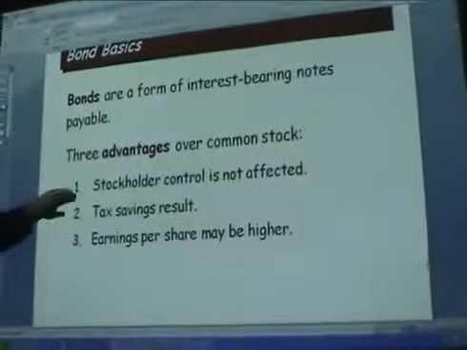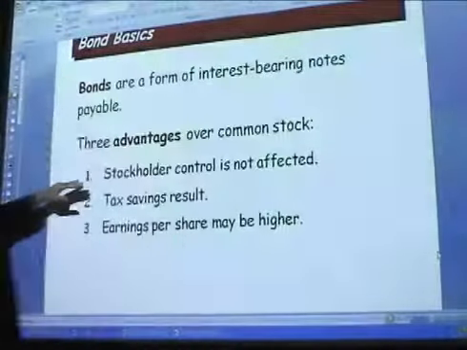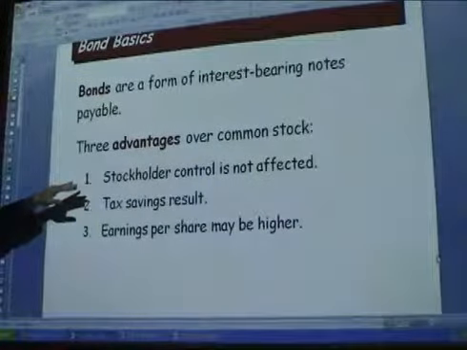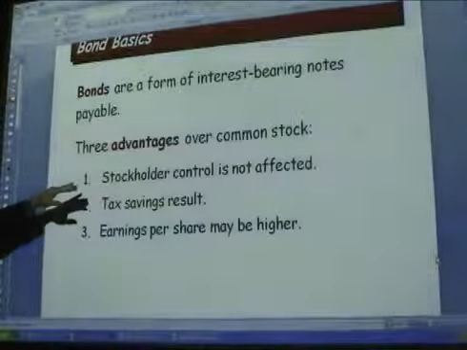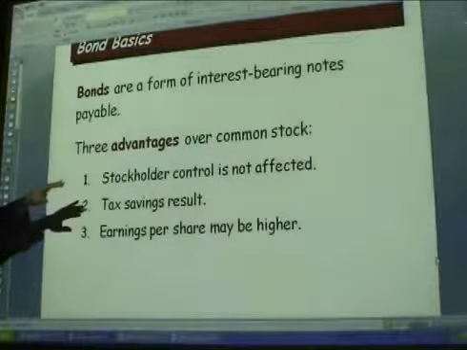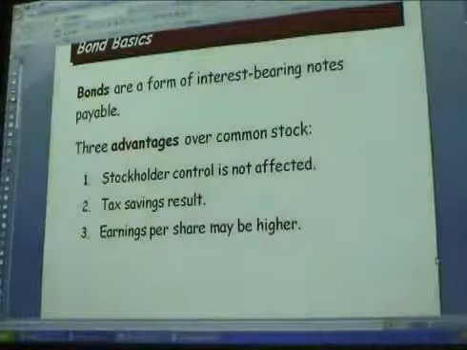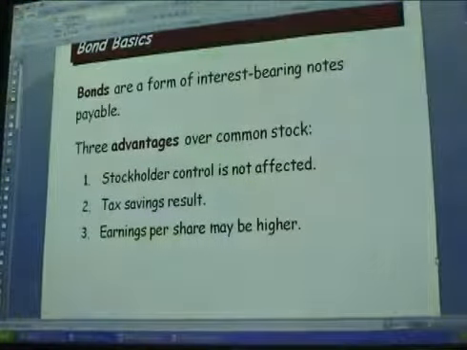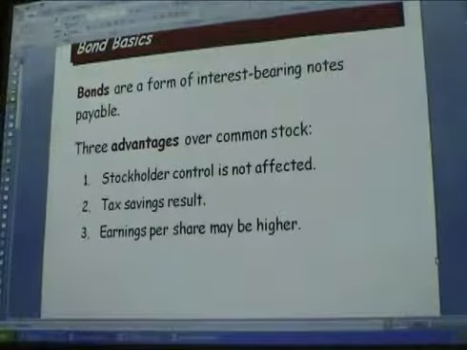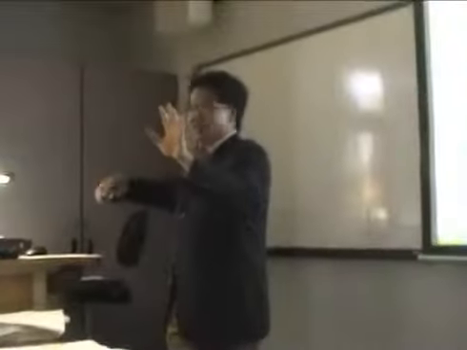Advantage of bonds over common stock: stockholders' control is not affected. Right? Issuing bonds means we are not issuing for additional owners, am I right? Because it's in the liability section. In the equity area, when you're issuing shares, stocks, you are selling part of you. You are selling control of the corporation. So bonds, it does not, right?